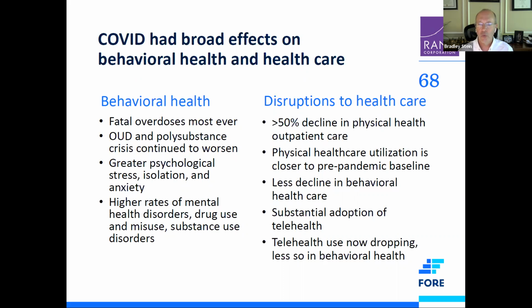Certainly many of us during COVID, and particularly during the first year, experienced much greater psychological stress and distress. There was greater isolation. There was much greater anxiety. And as a result, not surprisingly, in addition to worse metrics when we're talking about opioids during COVID, we saw higher rates of mental health disorders more generally, higher rates of all types of substance use, alcohol and other drug use and misuse, and a significant increase in substance use disorders. So as we're thinking about buprenorphine treatment for opioid use disorder during COVID and what may have happened, I think it's important to remind ourselves of this context.